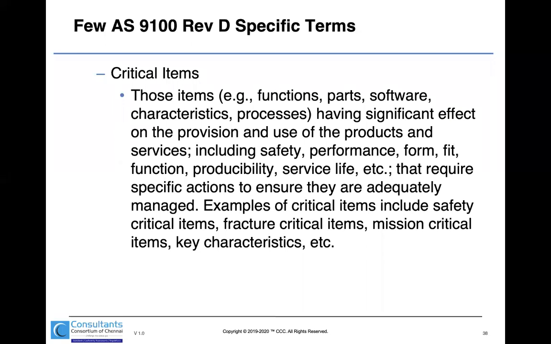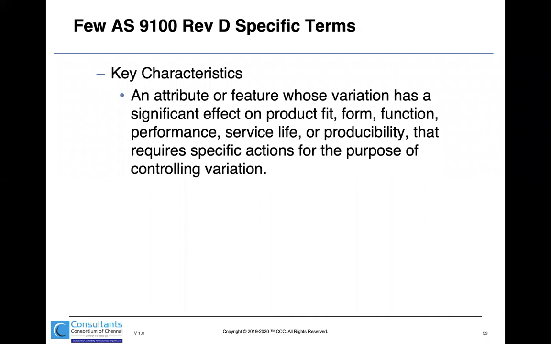It's not just asking and identifying a critical item, but what we are going to do with that critical item. So there are some requirements in 9100. The standard is asking us how to manage these critical items. It may be a safety critical item, mission critical item, or of course even key characteristics, right? So this is one new terminology used in 9100. And of course, key characteristics. This term is used in other industries too, automotive or various industries. We call them special characteristics, critical characteristics, right? So this standard uses this particular term, key characteristics, where the variation has a significant effect on my product's fit, form, function, performance, or even producibility, and that needs some action. The ultimate purpose is that I have to control the variation. For this purpose only, we have a separate standard, AS 9103.